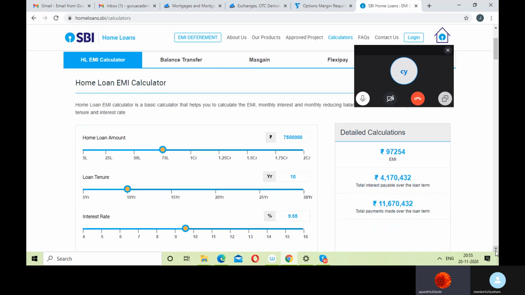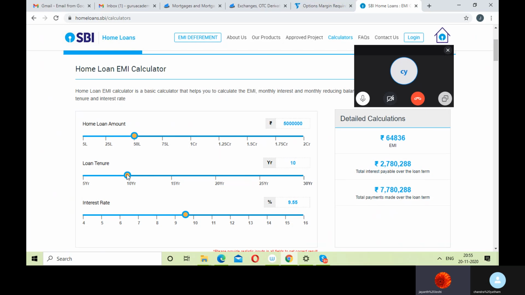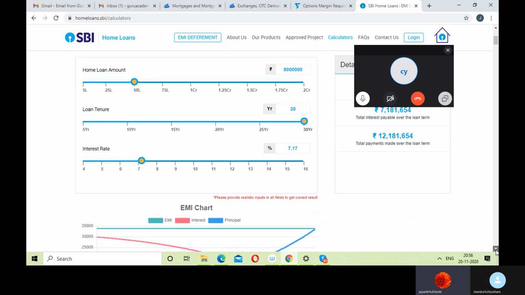Let's see now, suppose your loan amount is 50 lakhs and you are going for a 30-year maturity, the tenure, and the interest rate charged is 7.2. Okay. So for 50 lakhs, your EMI is 33,838. You can check it here. Fine. So that is what it is.